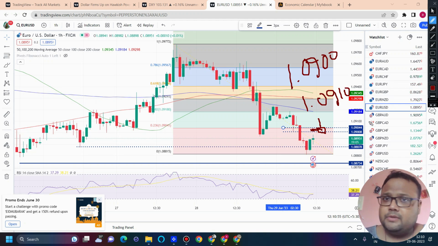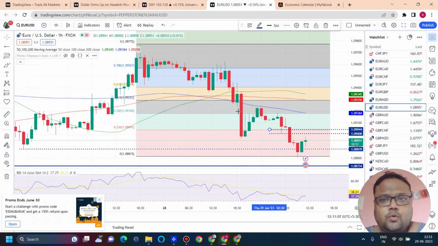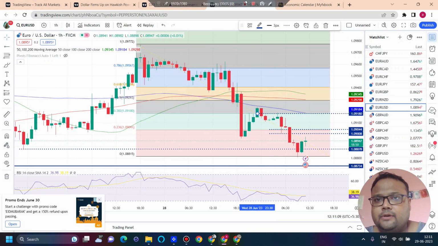On the other hand, especially during the European session, if you see that Euro USD is going up, trying to recover, in that case, forget about the sell position because this is a weak level. Then look for a sell around 1.0920 level.